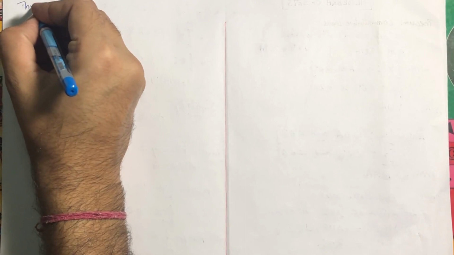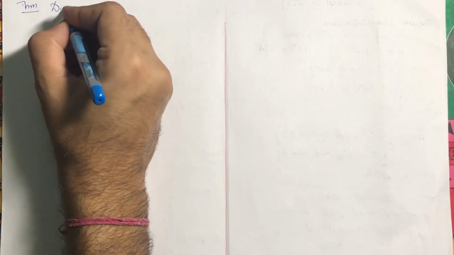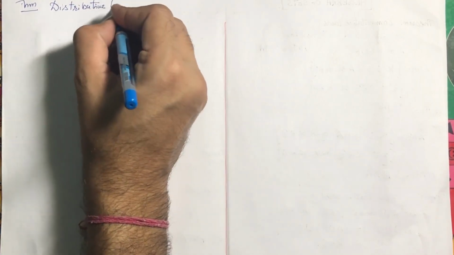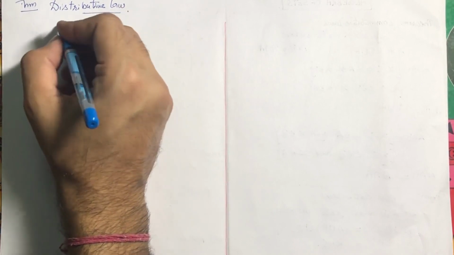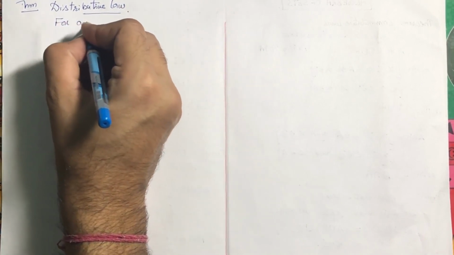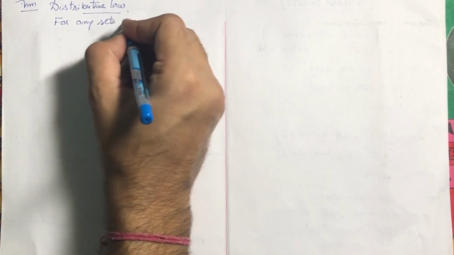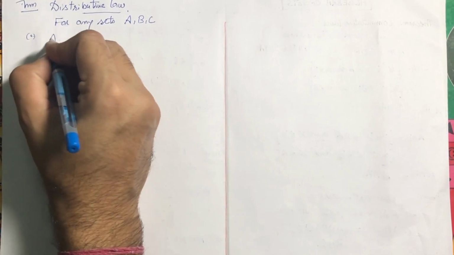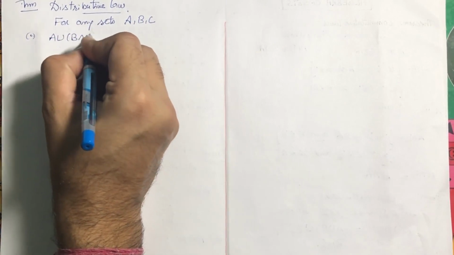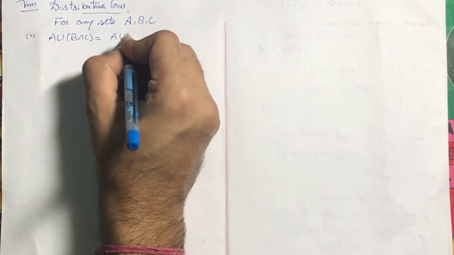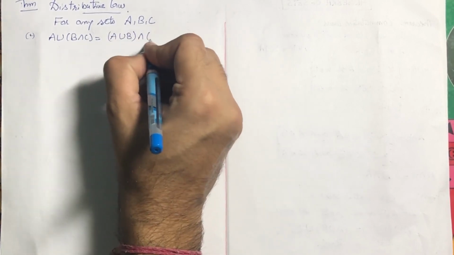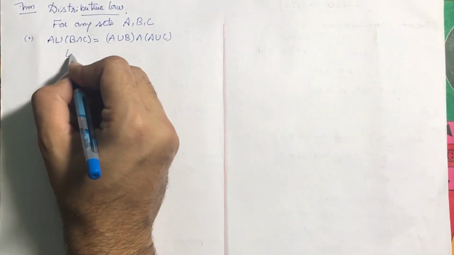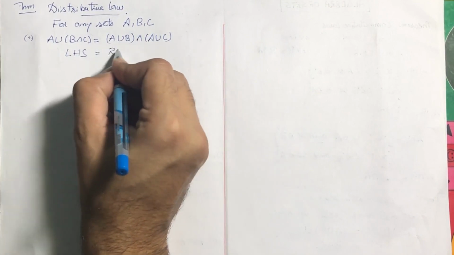Next property, distributive laws. For any sets A, B and C, we have A union (B intersection C) is equal to (A union B) intersection (A union C). Again here we have to show the left hand side is equal to the right hand side.